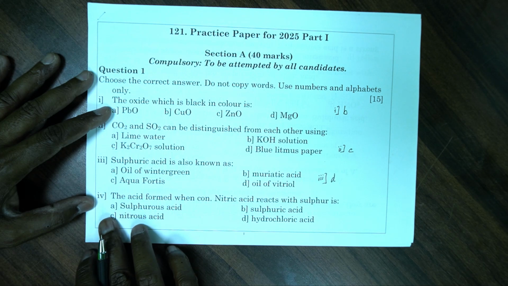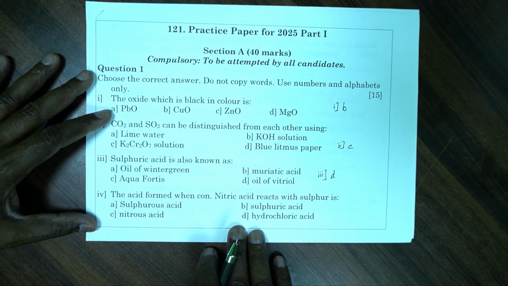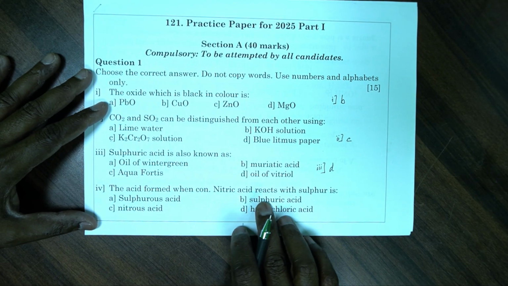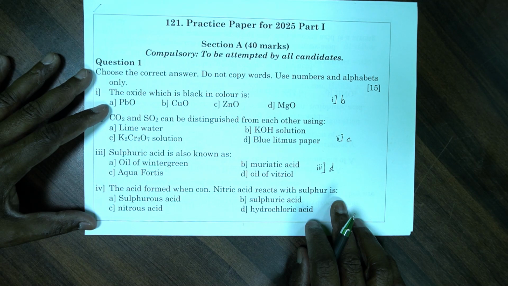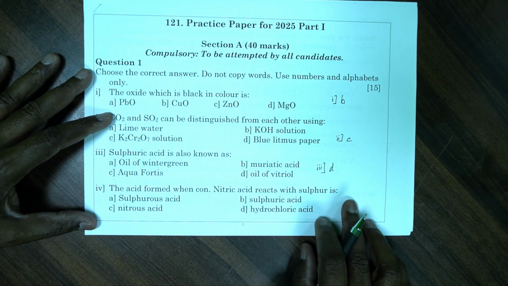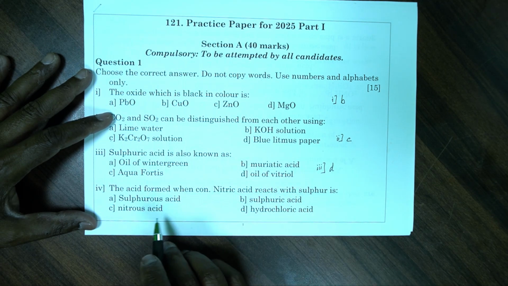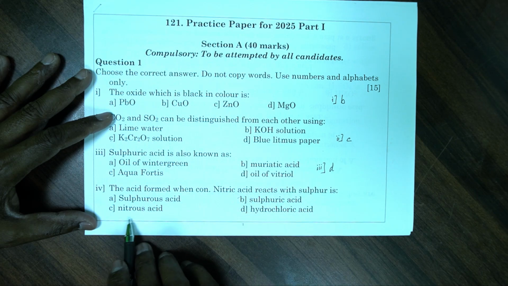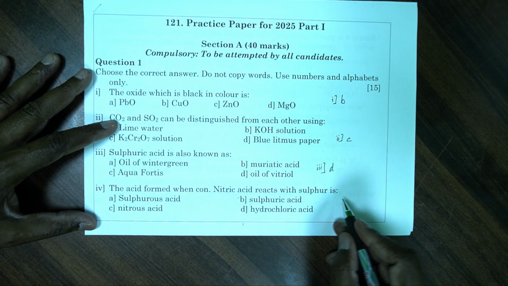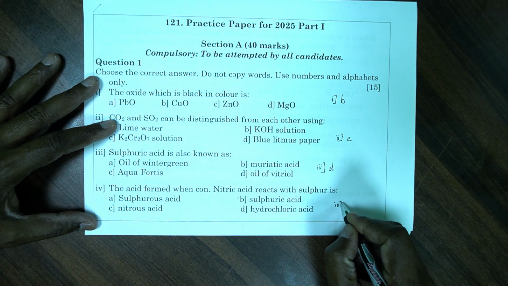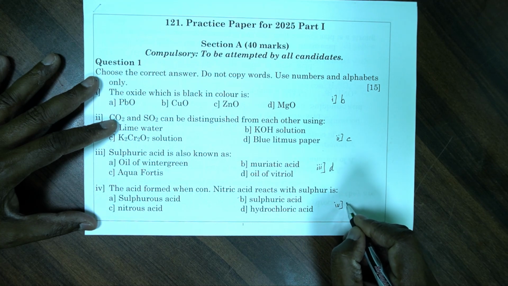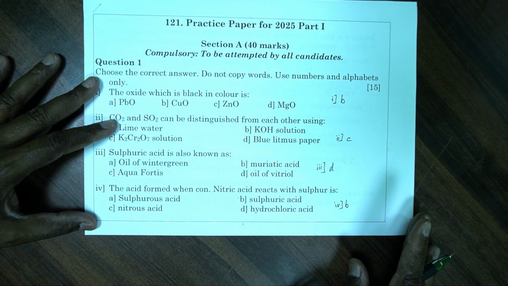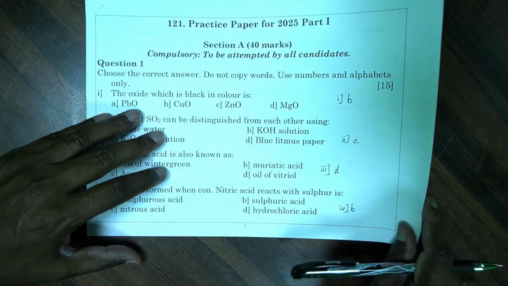And number 4, the acid formed when concentrated nitric acid reacts with sulfur. Sulfur gets oxidized to sulfurous, no, sulfuric acid is the correct answer. Nitrous does not come, hydrochloric does not come. So the answer for question 4 is option B. Right, so you can write that in the answer script.